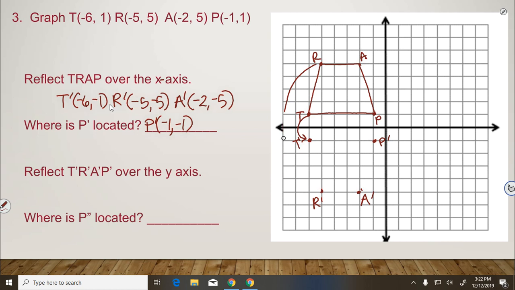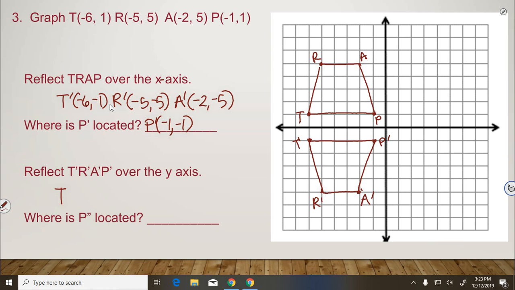So now I can draw my new shape, and you'll see that it is the same exact shape we have up top. It's congruent. It's just flipped upside down, kind of like I'm looking into a mirror or looking into a pond at myself. This trap is looking down at itself over the x-axis. So we have a reflection. Then we're going to take that trap and reflect it over the y-axis. Since we're reflecting over the y, we only change the sign of the x.